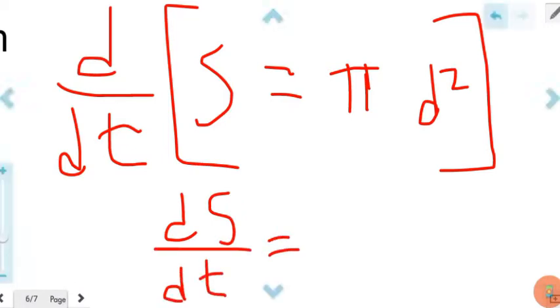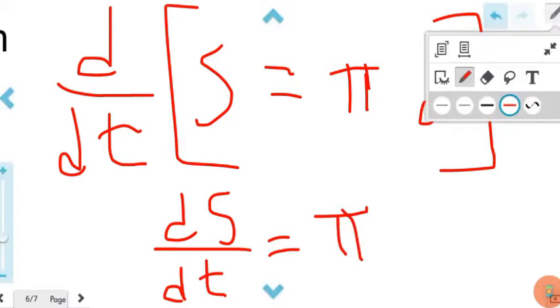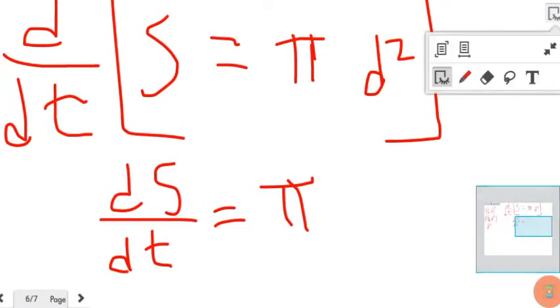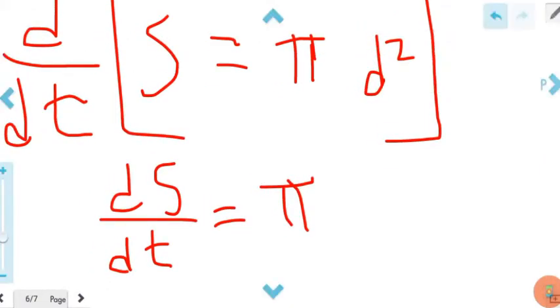And then over on our right side, we're taking the derivative of pi d squared. When you're taking the derivative of a constant times something else, the constant will basically just carry through. So we're just going to get our pi to carry through. And then the d squared is going to require the chain rule, right? Because, like I said, d is a function of time, which we don't know, but it is a function. So when we have d squared, that's basically some function plugged into another function, which is the squaring piece.